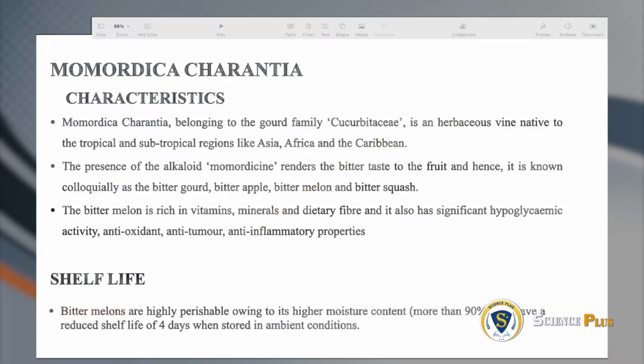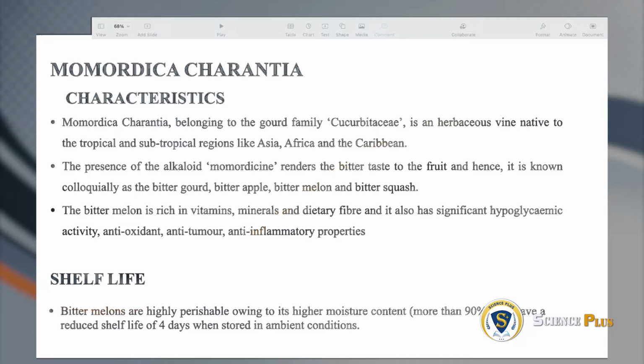Here, I want to give a brief introduction about the characteristics of Momordica charantia, which is a herbaceous vine native to the tropical and subtropical regions like Asia, Africa, and Caribbean. It is rich in nutritional values such as vitamins, minerals, and dietary fiber. Vegetables in general are highly perishable owing to their higher moisture content, which leads to enhanced microbial activity causing deterioration. This reduces the shelf life of Momordica charantia to 4 days when stored under ambient condition, owing to a higher moisture content of about 90%.